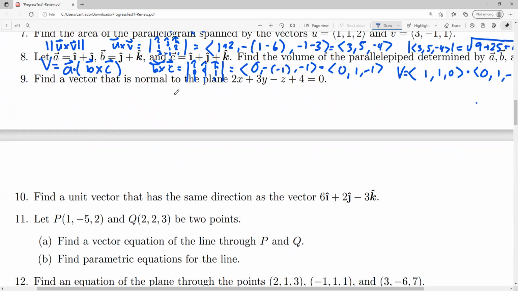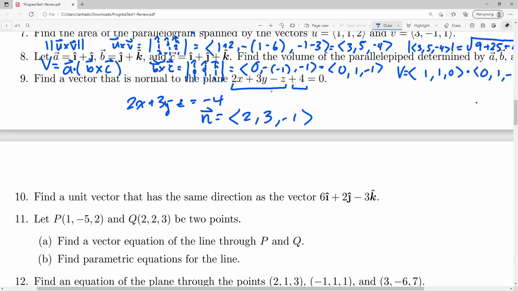Question 9, find a vector that is normal to the plane. Okay, if we just want to find the vector normal to the plane, we just need to find the normal vector of the plane. In order to do that, we want all the variables on one side and all the constant terms on the other side. So we're going to rewrite this equation as 2x plus 3y minus z. We're going to move the 4 to the other side, so it'll be -4. Because we can write it as this, the normal vector is simply the coefficients in front of the variables, right? So it'll be 2, 3, and -1. That is a normal vector to the plane. Very straightforward, right?